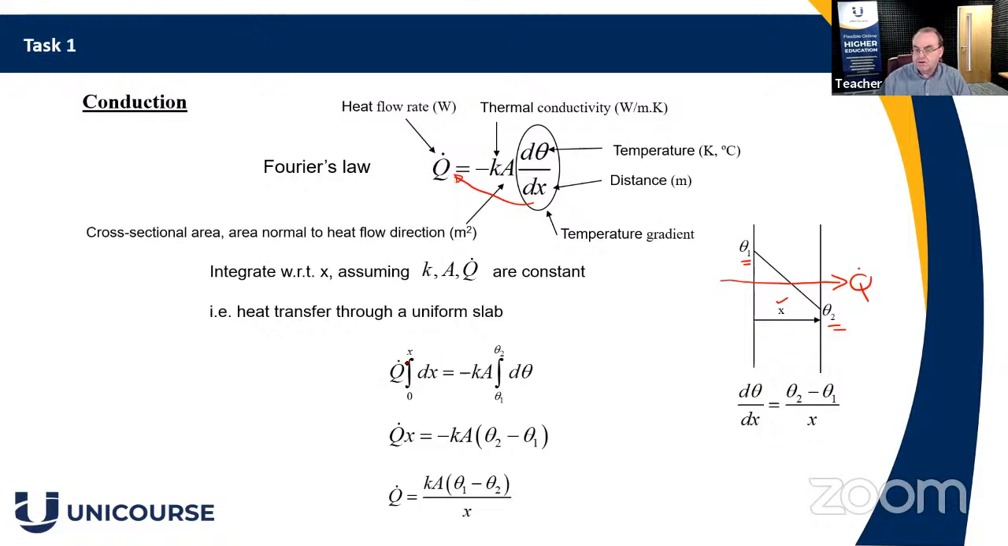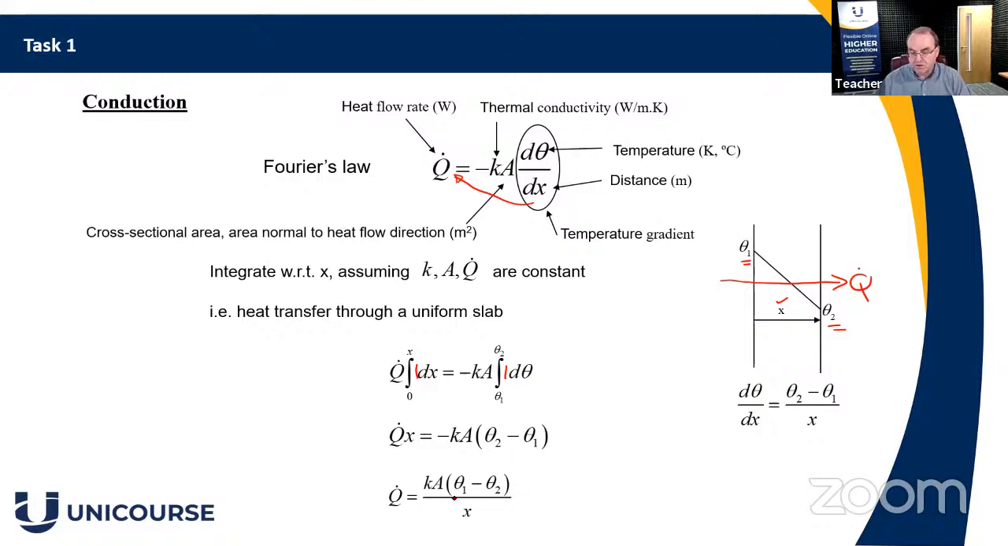So we get q integral of 1, essentially, dx is equal to minus ka, and the integral of 1 d theta, again, between theta 1 and theta 2. Now, if we integrate that, we get q dot x is equal to minus ka theta 2 minus theta 1. So you've done that in unit 2. That's a fairly straightforward integration. We can rearrange that. I'm going to tidy it up a little bit. So q is now equal to ka theta 1 minus theta 2 divided by x. So that's quite a neat equation.